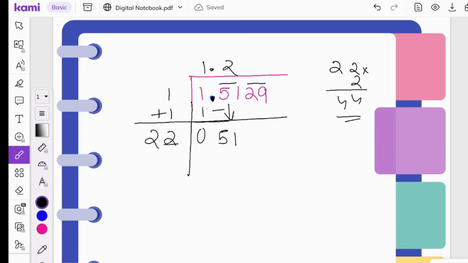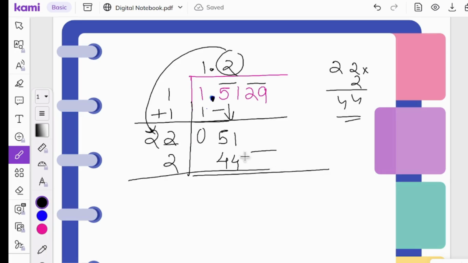When I place the 2 there, then I will have to multiply the same 2 with this number. So 22 into 2, that I will be getting 44. That number I will be writing over here. Then I'll have to subtract the number. 22 plus here, that same 2 I will add. What happens here? 22 plus 2, I will get 24. On subtracting here, I will be getting 7, and now I will have to bring down the next part, that is, 29 will come down.